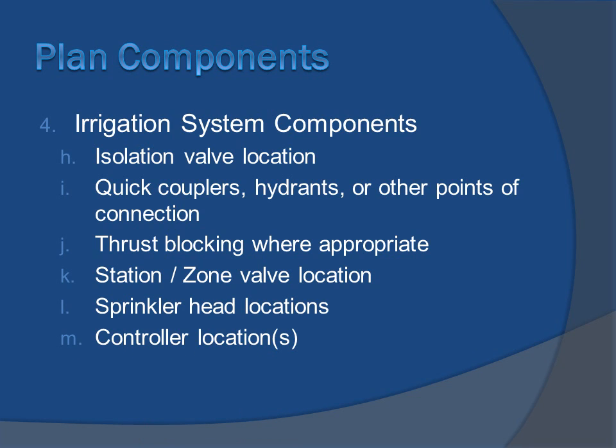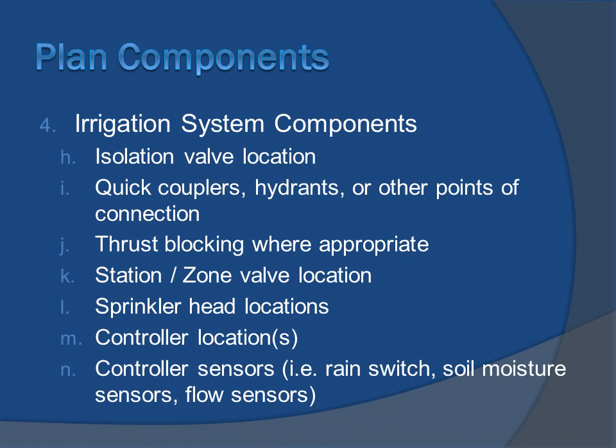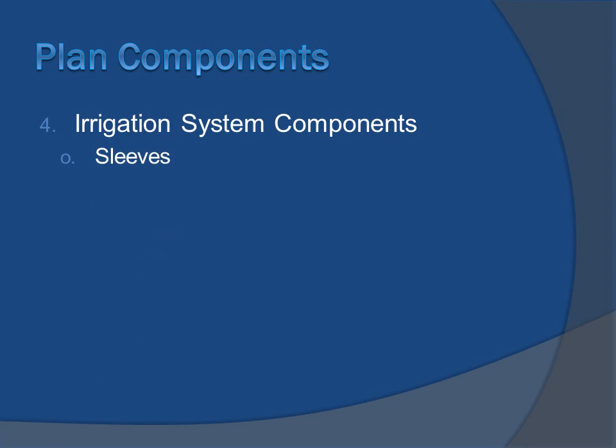Controller locations. That's your clock. Preferably they're outside. Controller sensors: a rain switch, soil moisture sensor, and flow sensors. These are all things that are going to help you conserve water. It's not going to turn the system on when it's raining or even on a cloudy, high humidity day. Some of these controllers they've got now are way too smart, smarter than me programming them.